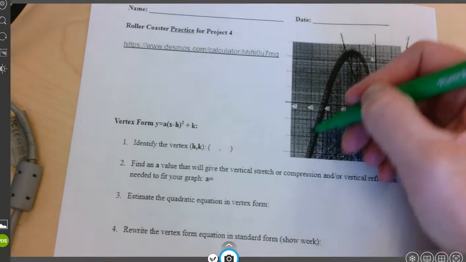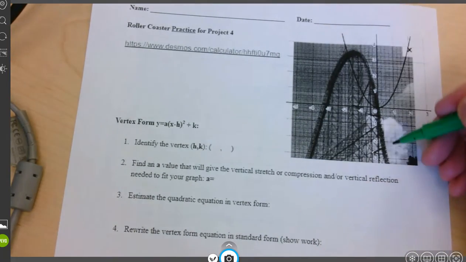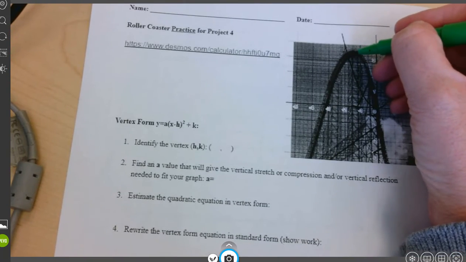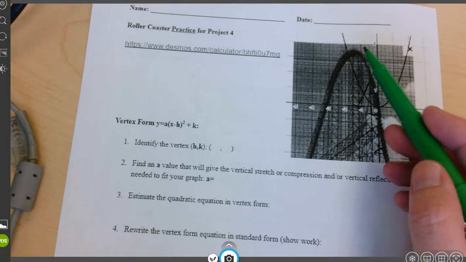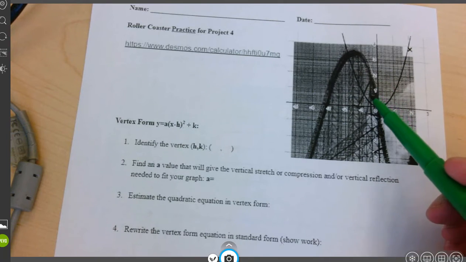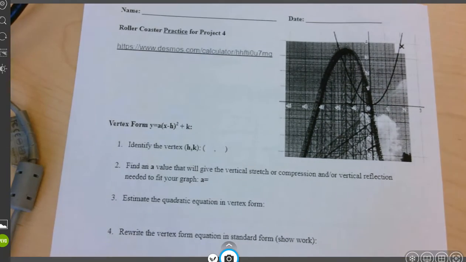Okay? So let's look at your roller coaster right here, and we need to find the vertex of the roller coaster. It should be somewhere up here. I'm going to wait a minute to see what suggestions you guys have for the vertex of the roller coaster. If you have this open in Desmos, you can look at the Desmos to find the vertex as well. All right. I'm switching over to the Desmos so you guys can help me find the vertex.